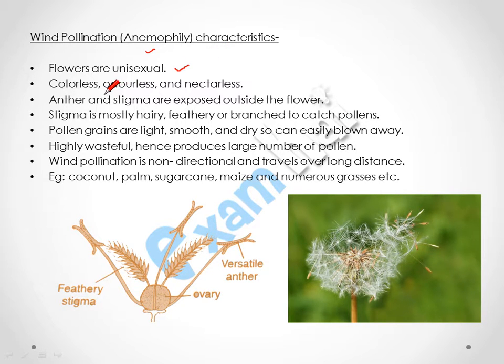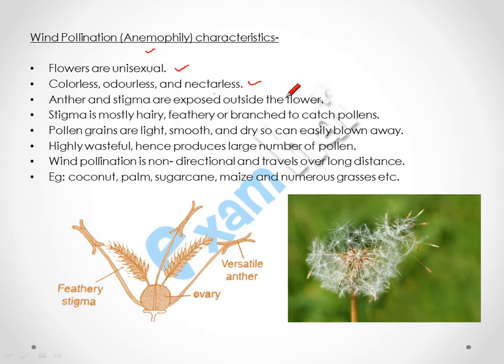The flower is colorless, odorless and nectarless, as there is no need to attract the wind, because wind is an abiotic agency. Color, odor and nectar are needed for the biotic agencies to attract pollinators like insects and birds. So in wind pollination there is no need for color, odor or nectar to be present in the flower.